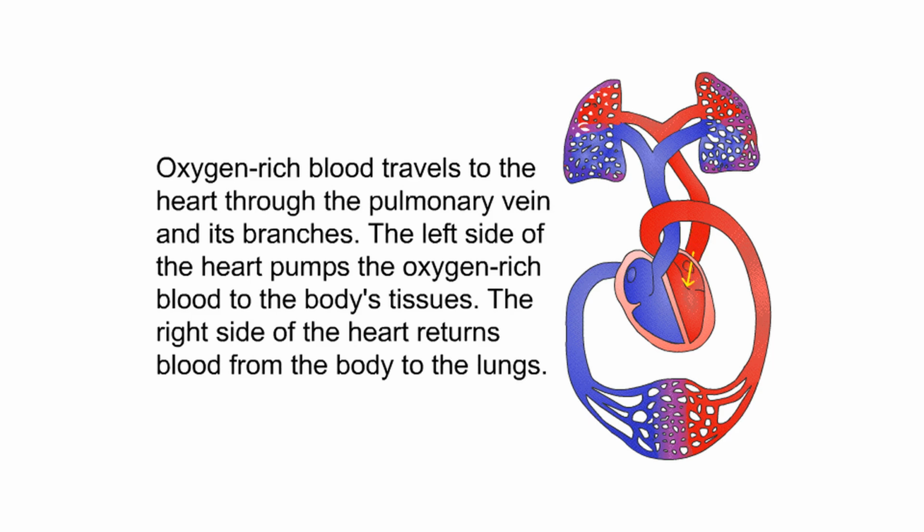Oxygen-rich blood travels to the heart through the pulmonary vein and its branches. The left side of the heart pumps the oxygen-rich blood to the body's tissues. The right side of the heart returns blood from the body to the lungs.